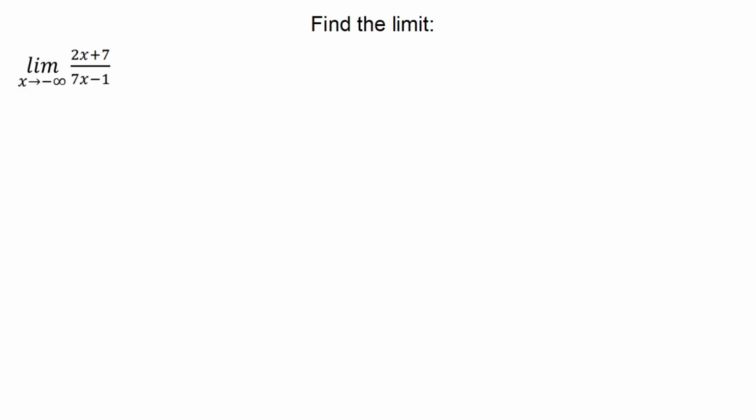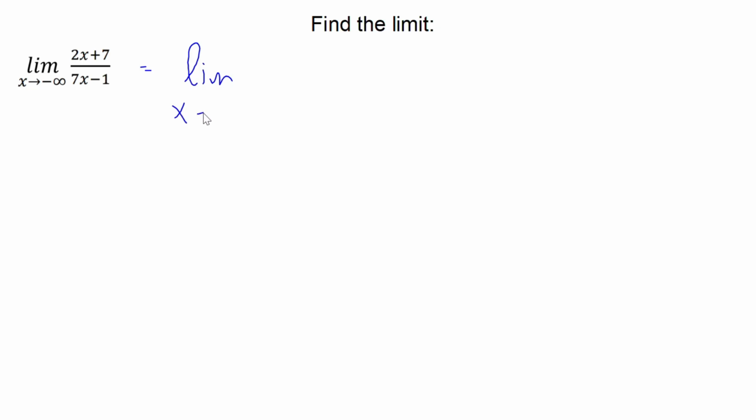It's a similar problem here. We have the limit as x approaches negative infinity of (2x + 7) over (7x - 1). If I were to plug in negative infinity to both the numerator and the denominator, they'd both be negative infinity, right? Which is negative infinity over negative infinity, which is indeterminate. So we can use that same trick.